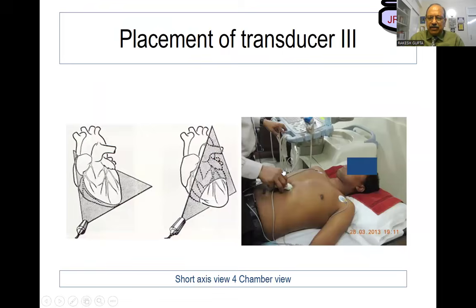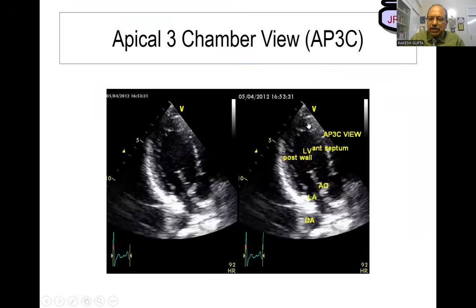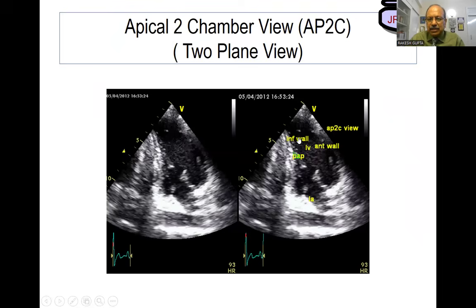So this is the 3-chamber view of the same patient. So this becomes anterior septum. This becomes posterior wall. Here this becomes anterior wall. This becomes inferior wall.